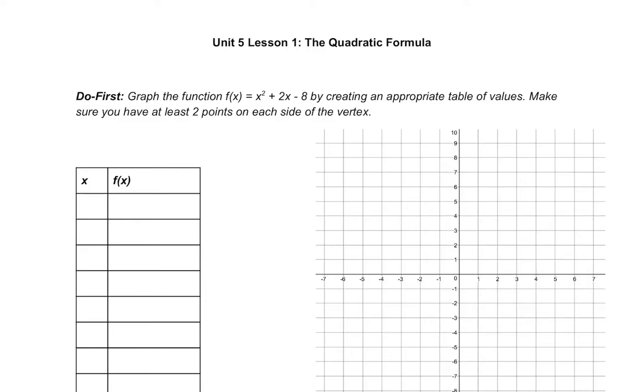All right, here we go. Unit 5, Lesson 1, the quadratic formula. Now, this unit is called complex numbers. We're going to learn more about those in the next few days. But first, we need to backtrack to motivate their use. And we're going to backtrack all the way to working with quadratic functions.